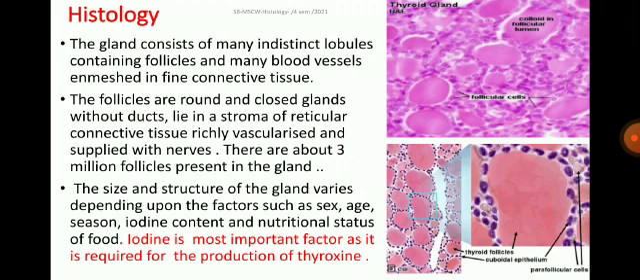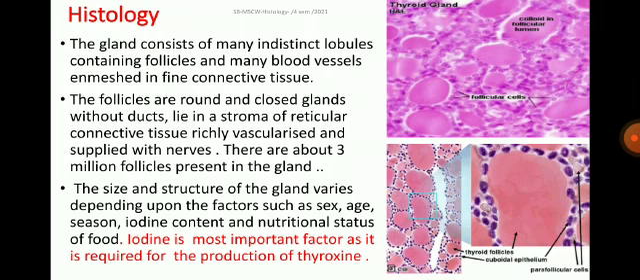So the gland consists of many indistinct lobules containing follicles and many blood vessels enmeshed in fine connective tissue. The first diagram here depicts the histological details of the thyroid gland, where there are rounded masses with a colloid, which is secretion from the follicle cells itself, an amber colored sticky material consisting of thyroglobulin molecules with attached iodine atoms.